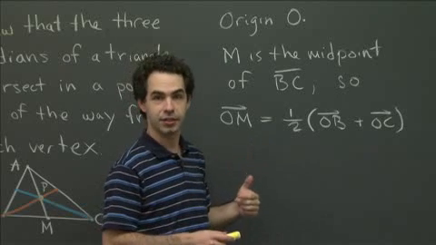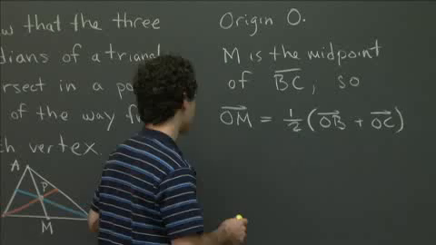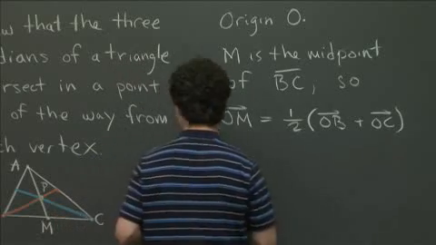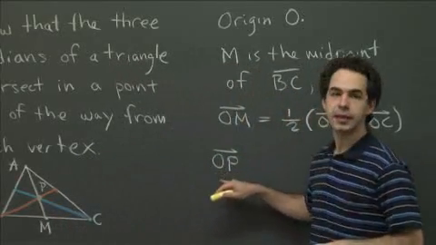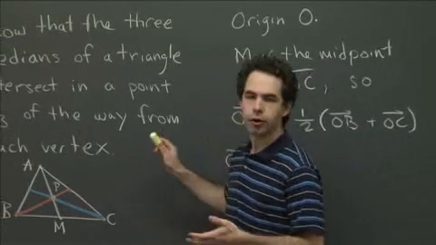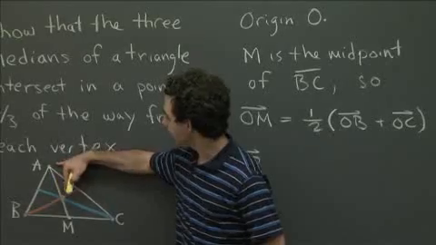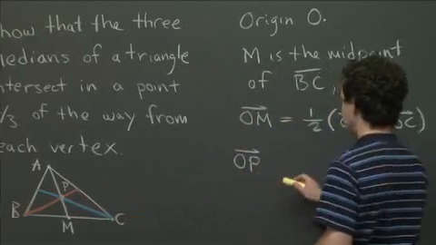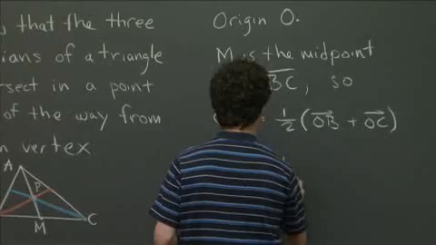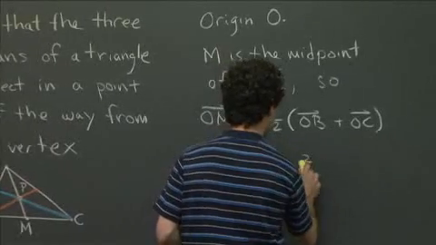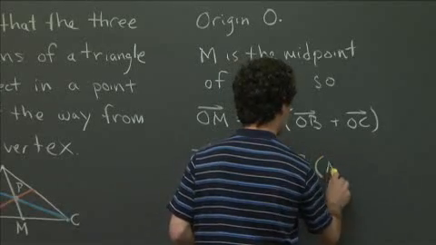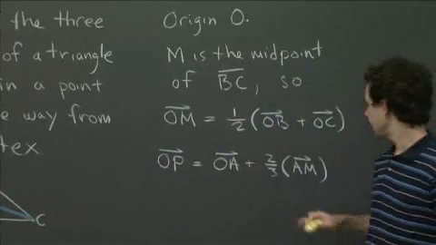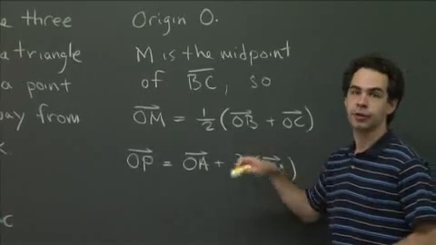Now we have to figure out what the position vector of P is. In order to get from the origin to point P, what we have to do is go from the origin, wherever it is, to A. And then we have to go from A 2/3 of the way to M. So the vector OP is equal to OA plus 2/3 of the vector AM. Because it goes 2/3 of the way from A to M in order to get from A to P.